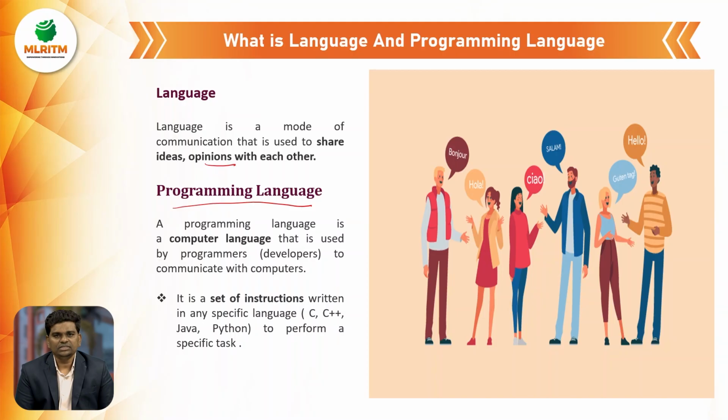But in this language, the instructions are in the form of particular languages. Like C has C instructions, C++ has C++ instructions, like that. Java and Python also. So we can give the simple definition: programming language is a computer language, right? It is a set of instructions. So that is a simple definition of computer programming.